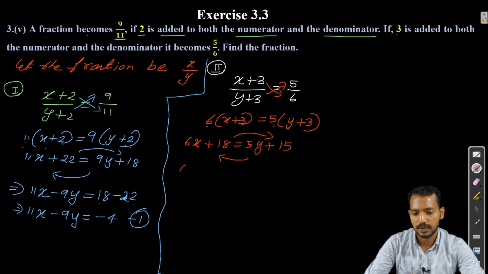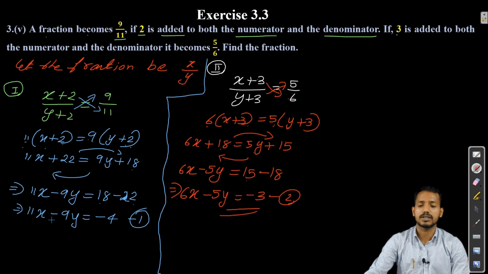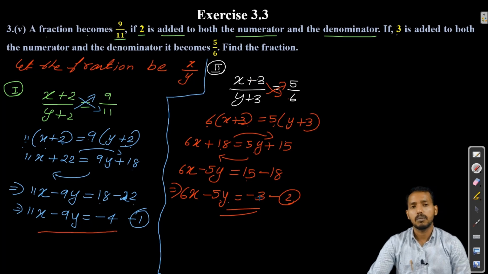So we will have 6x minus 5y, which is equal to 15 minus 18. That implies 6x minus 5y is equal to minus 3, equation number 2. So now we have two equations: 11x minus 9y is equal to minus 4 and 6x minus 5y is equal to minus 3.